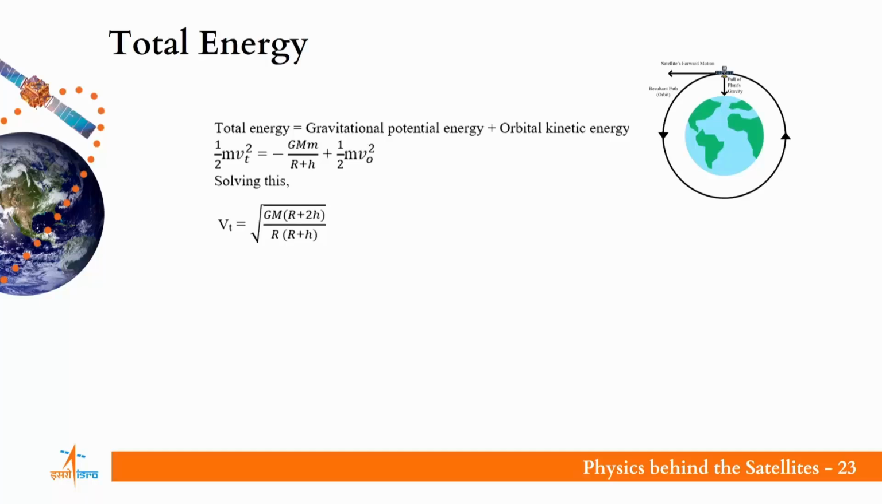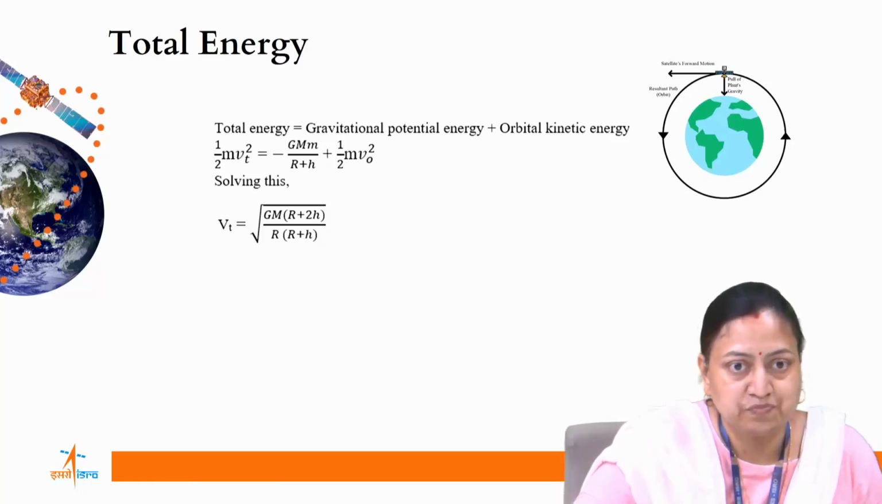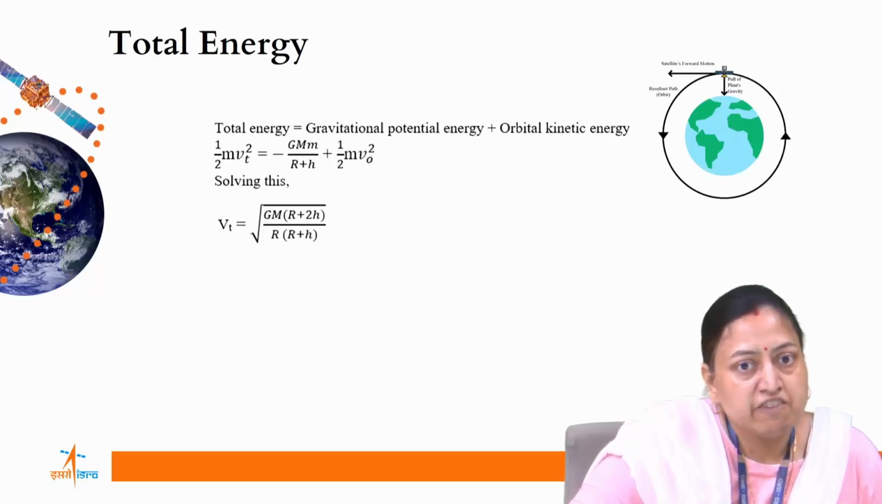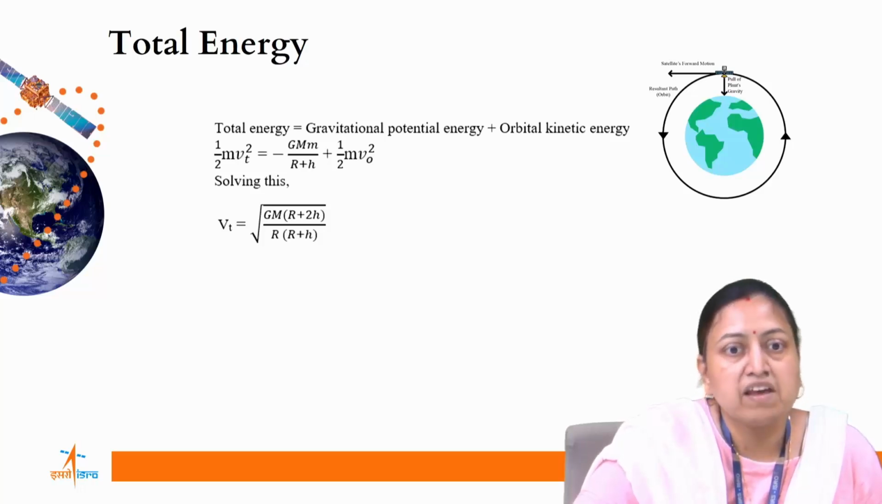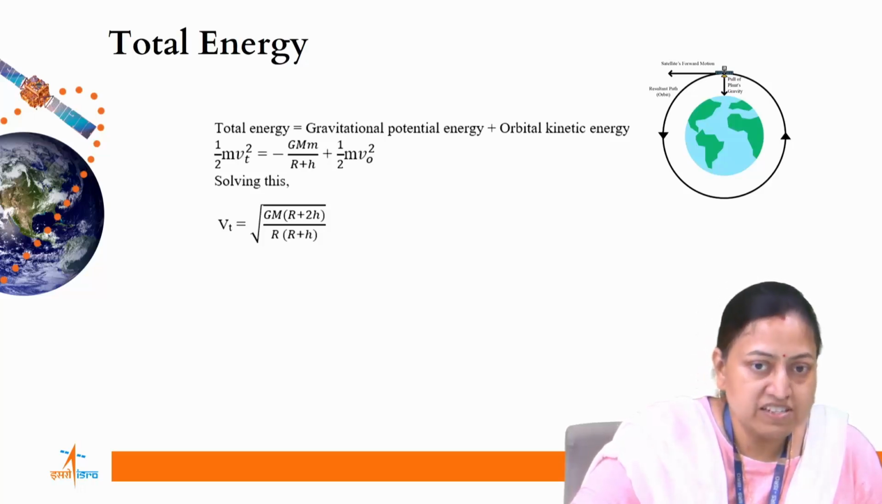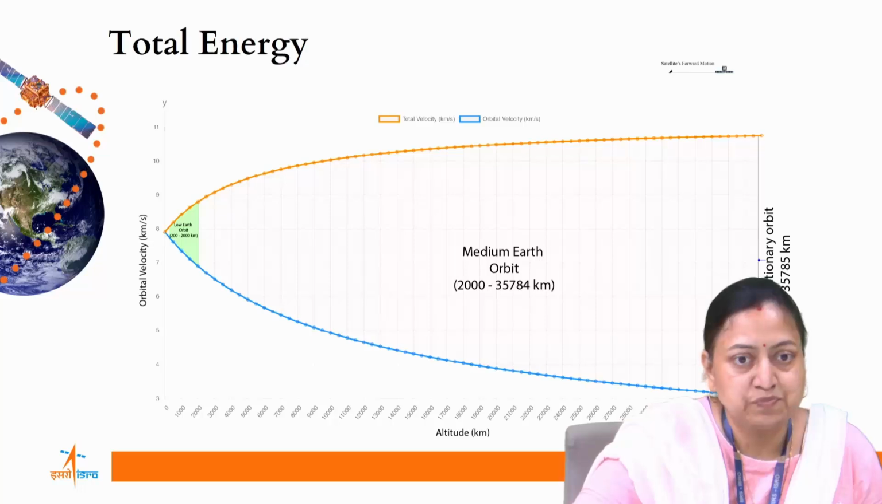When a satellite is orbiting, the total energy the satellite will have is equal to gravitational potential energy plus orbital kinetic energy. Solving the equation gives us the value of total velocity. Total velocity is equal to the square root of GM (R plus 2h) by (R plus h). Solving the equation for various values of h altitude, we get various data sets. If we plot both the total velocity and orbital velocity on the same graph, we get something like this.